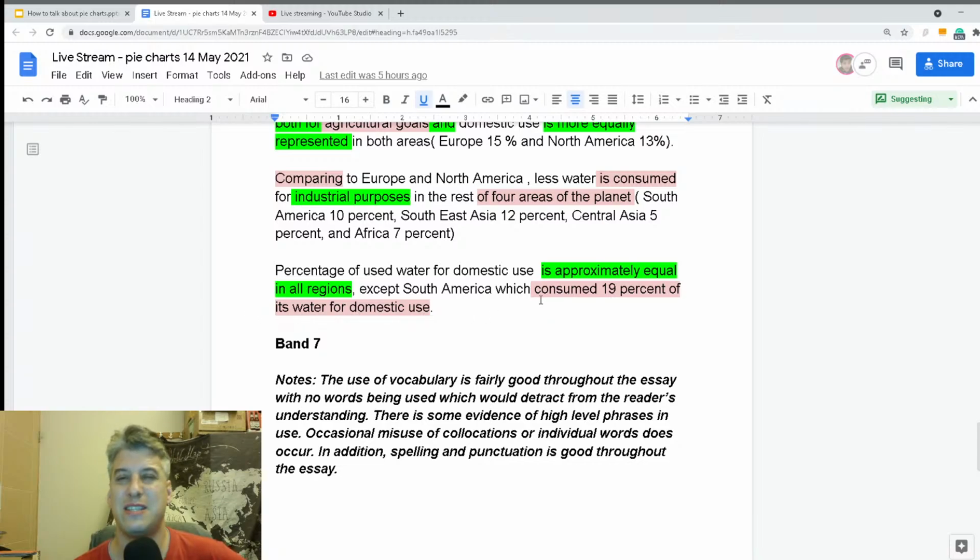And finally, "except South America, which consumed 19% of its water for domestic use." Again, definitely "consumed" here is not the right word. "Used" would be better. "Consumed 19% of its water for" just doesn't make sense.